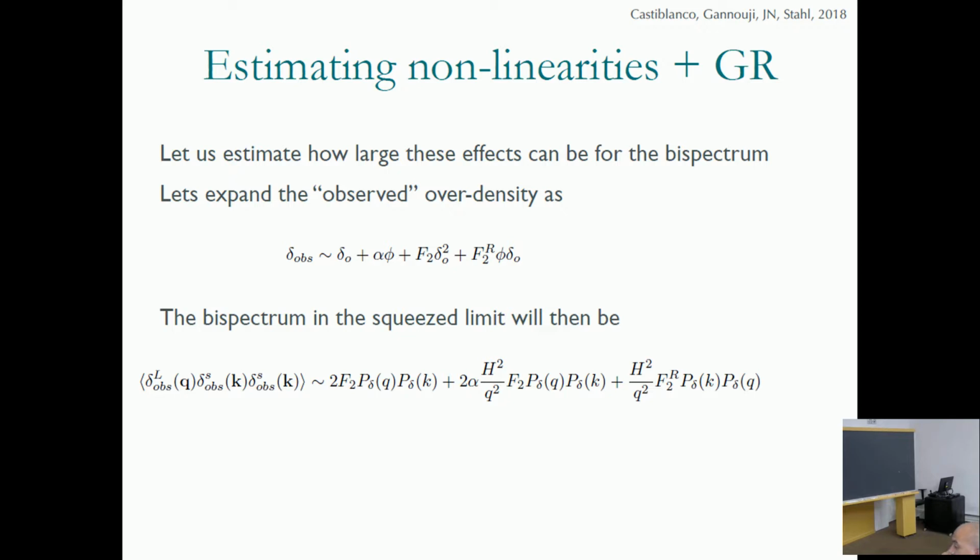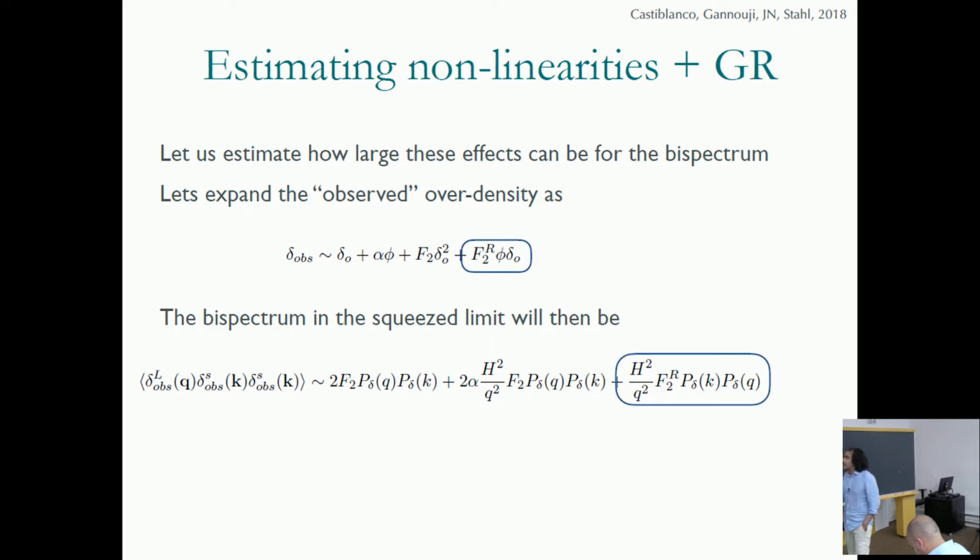And I can be more precise on this. Let's estimate how big these effects can be. Let's imagine that your observable overdensity can be expanded like this, just parametrically, just to estimate how big these things are: some linear overdensity, some quadratic kernel, and then relativistic corrections of this type, some first order and some second order relativistic correction, like nonlinear relativity and linear relativity. And I put that in a bispectrum.